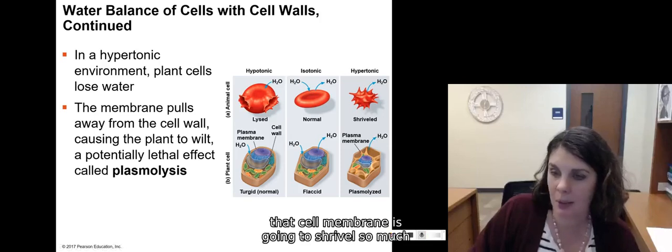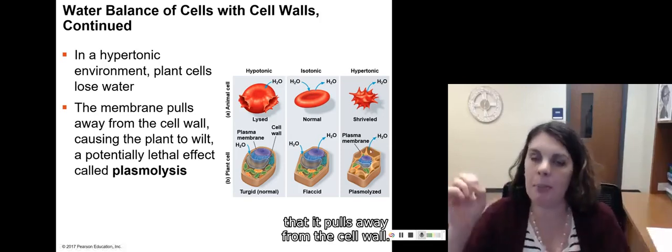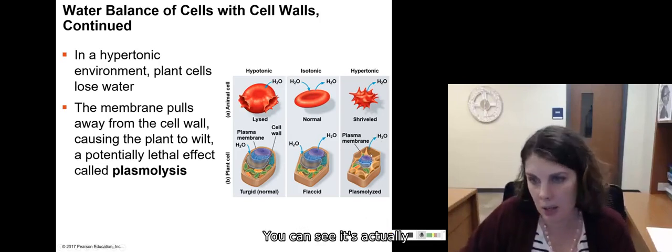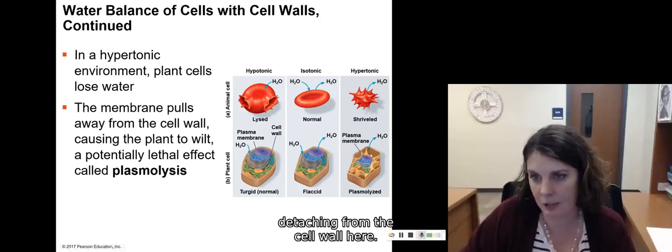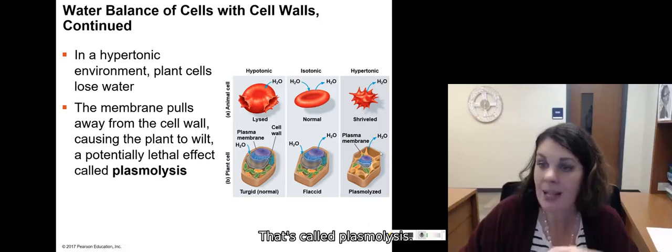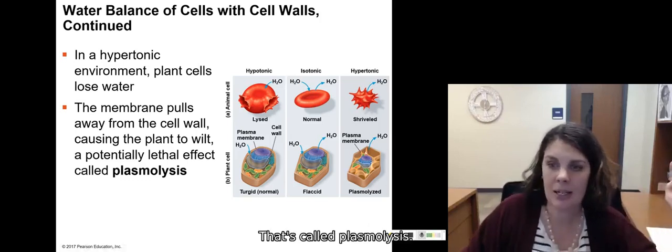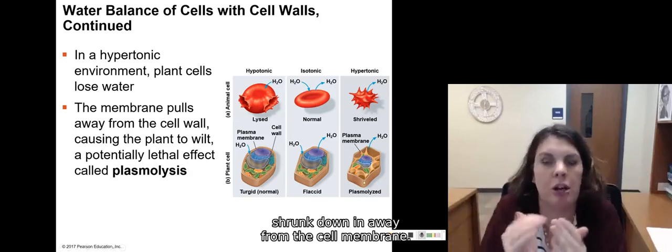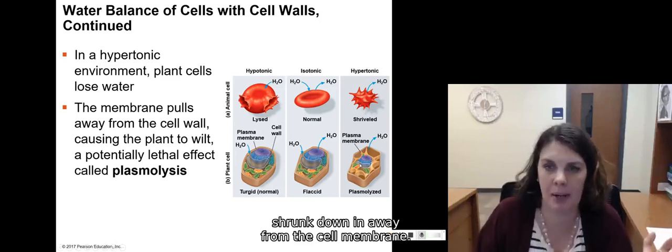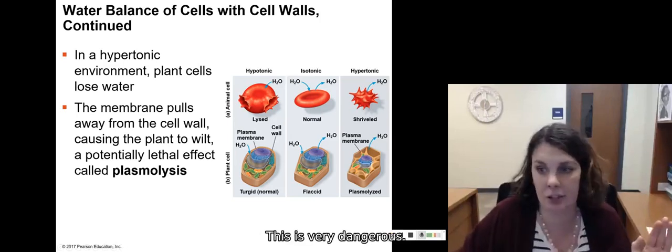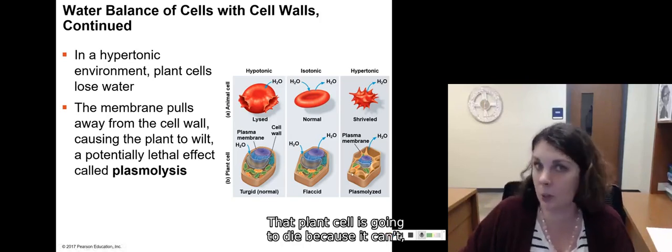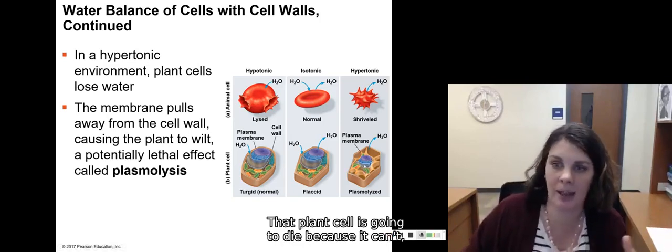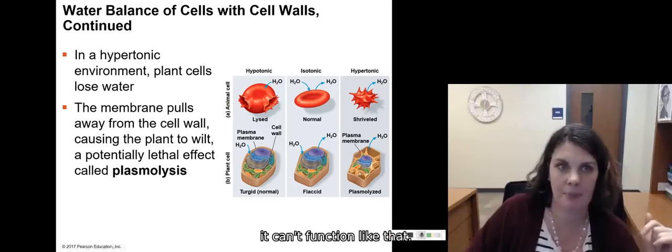And eventually, if it keeps going, that cell membrane is going to shrivel so much that it pulls away from the cell wall. You can see it's actually detaching from the cell wall here. That's called plasmolysis. So a plasmolyzed cell is one that the cell membrane has shrunk down in away from the cell wall. This is very dangerous. That plant cell is going to die because it can't function like that.